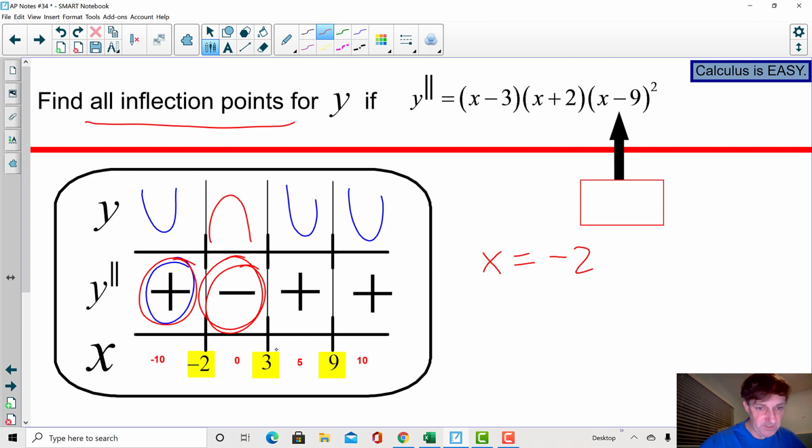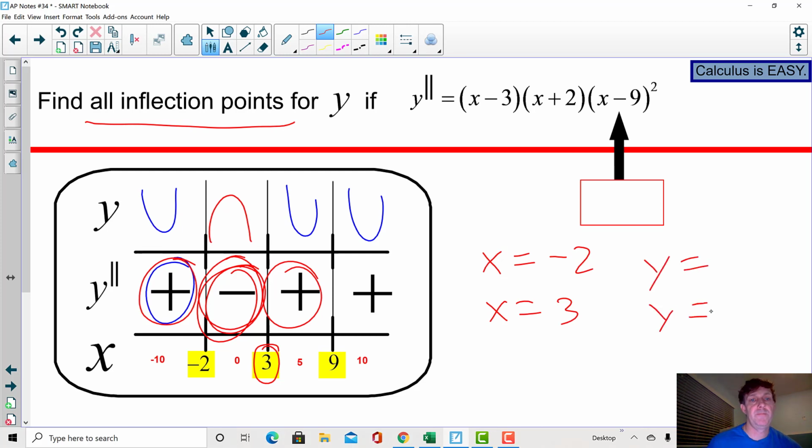We also have an inflection point when x is 3, and that's because we changed from concave down to concave up at x equals 3. Now, we won't be able to find the y value unless we have the original function. So for this example, they would most likely just be asking, where are the inflection points? So the inflection points are at x equals -2 and at x equals +3.